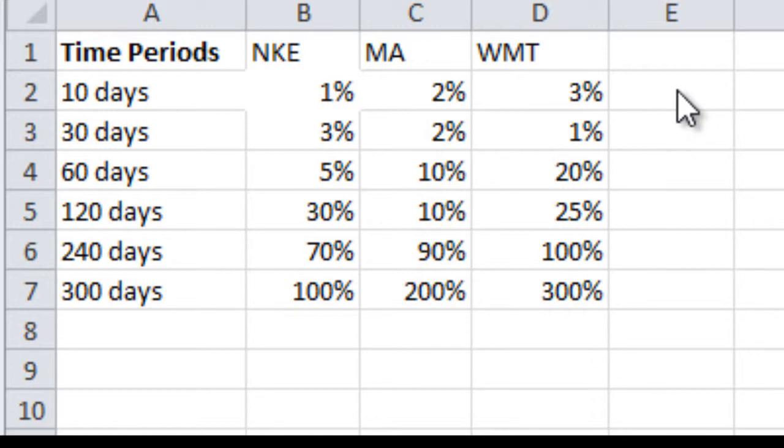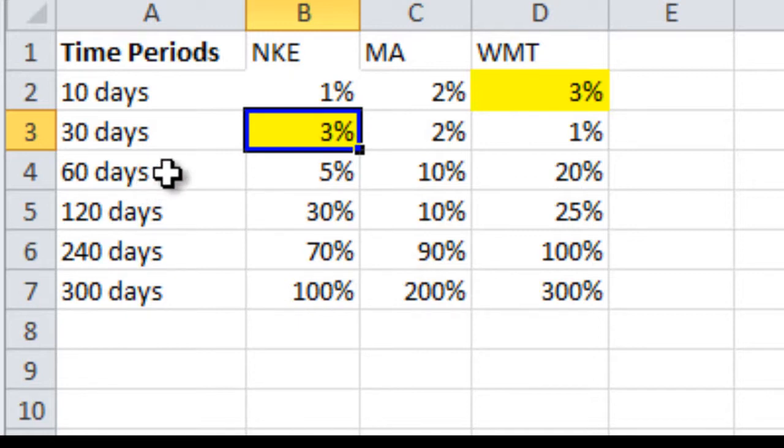So what the strategy does is, each night after the market closes, it calculates how each of the stocks has performed in each of the periods. So in this example, for the last 10 days, Nike had a 1% return, MasterCard had a 2% return, and Walmart had a 3% return. Since Walmart had the highest return, it wins that time period. The next time period is 30 days. Nike had a 3%, MasterCard 2%, and Walmart 1%. So Nike wins this time period.